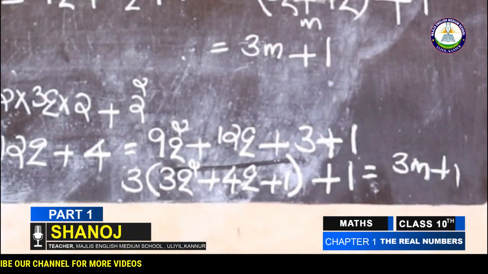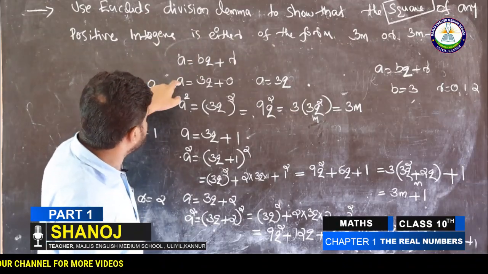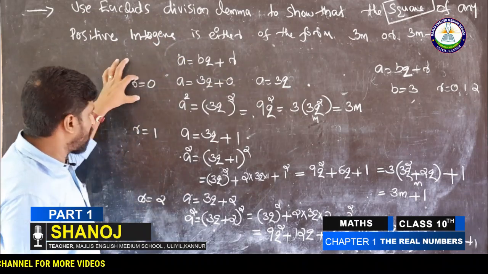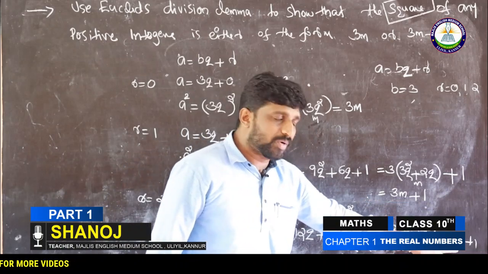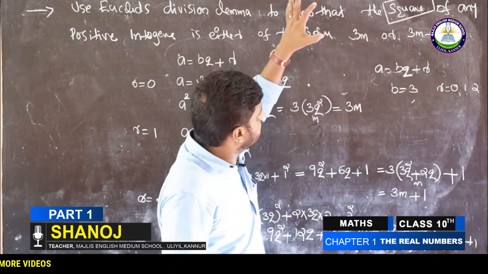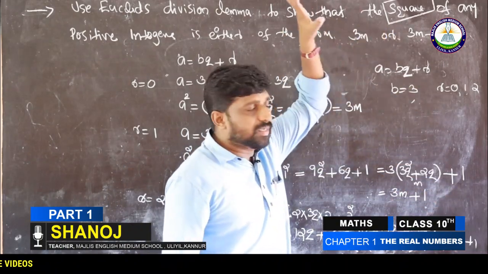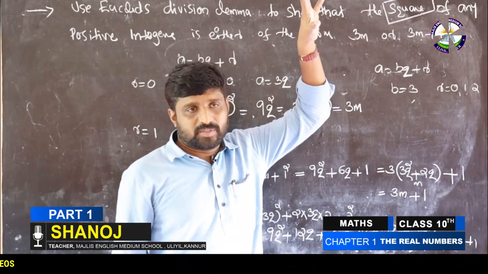Therefore, the square of this, when A equal to BQ plus R, can be expressed like this. The square always we got 3m here, 3m plus 1 here, and here also we got 3m plus 1. It can be expressed in one of the forms, 3m or 3m plus 1. Okay, clear.